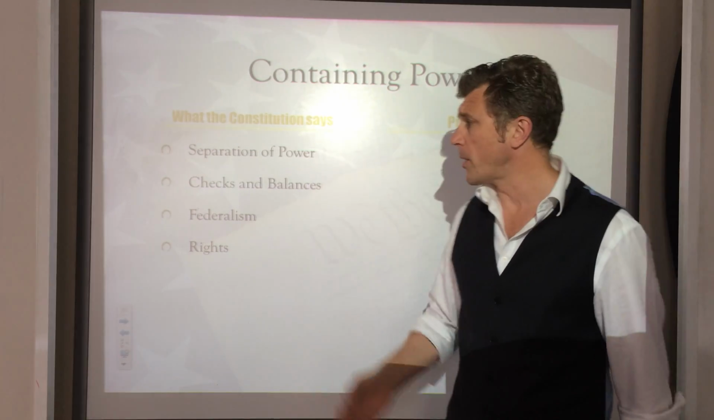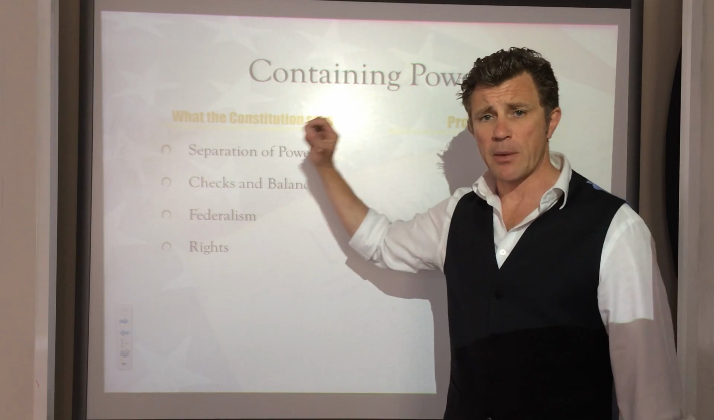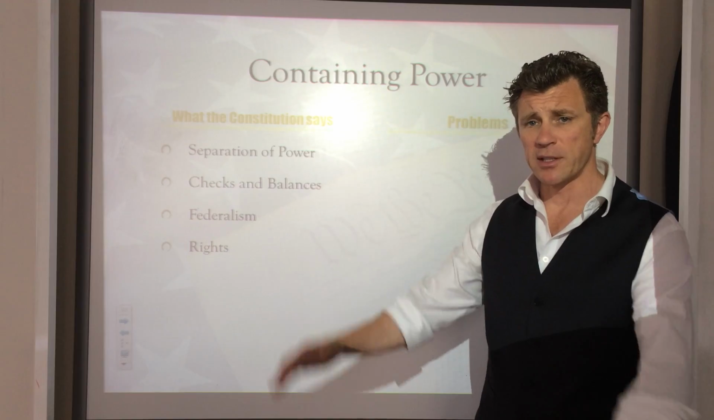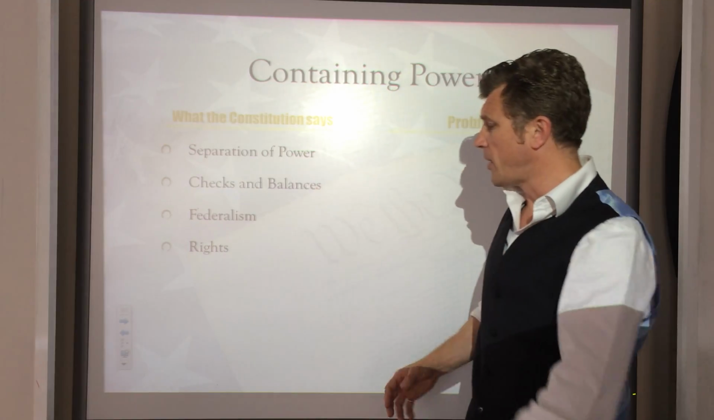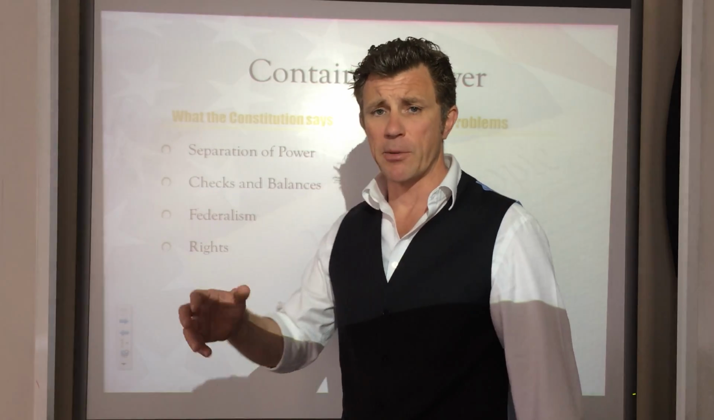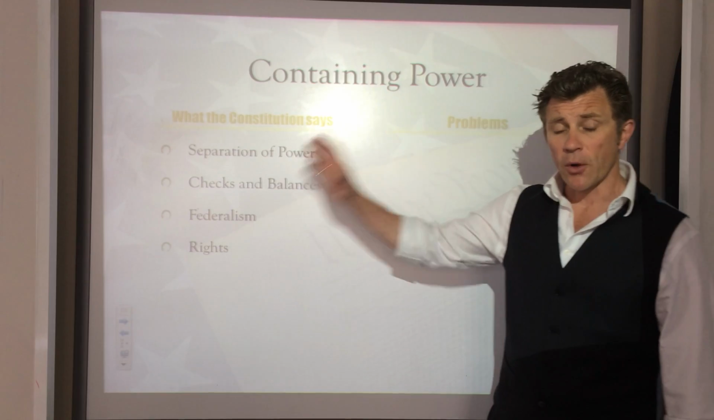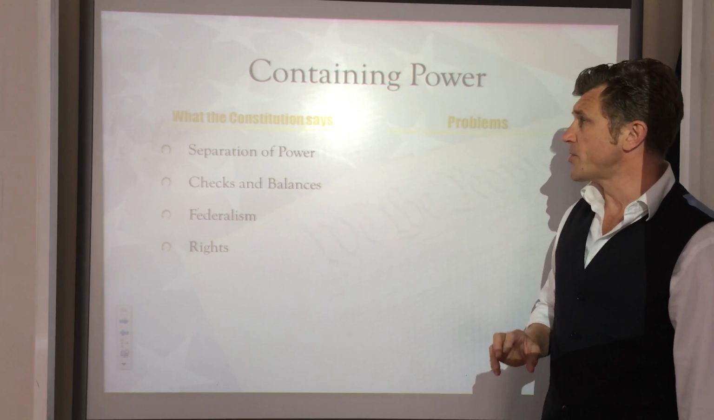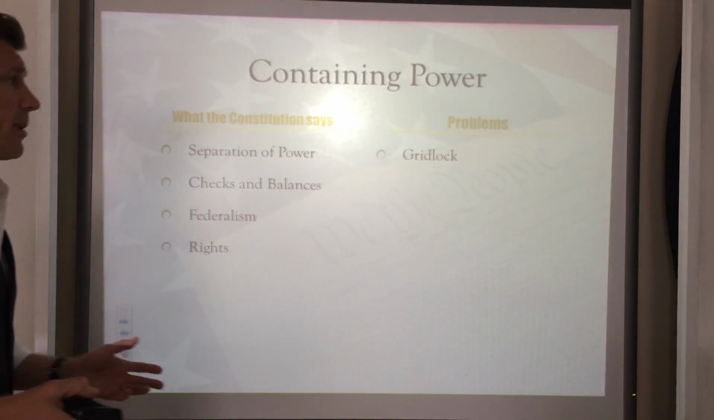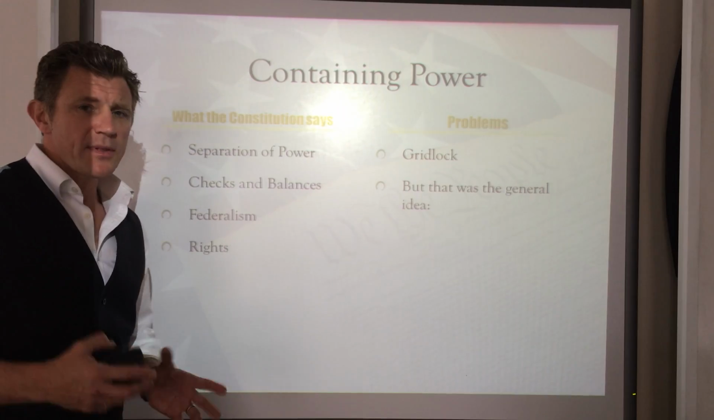Right, so this is what the Constitution says about containing power. We're going to divide it up between the executive, the legislative, and the judiciary. We're going to use ambition to counter ambition, that's your checks and balances. Then just for giggles, we're going to divide it at a state level and a federal level, and then we're going to give everybody rights so you can't trample all over them using the tyranny of the majority or any other mechanism. So, there we go. That is what the Constitution has to say about containing power. Problems? Well, duh. But that was the general idea.